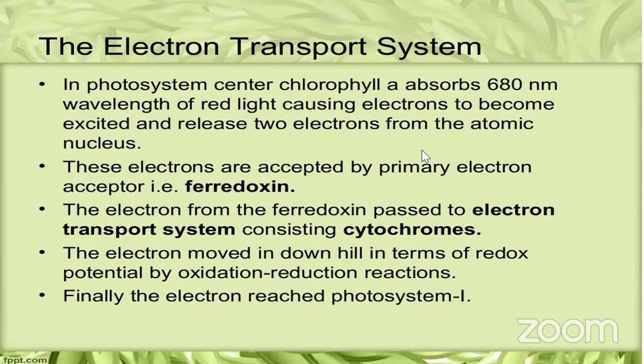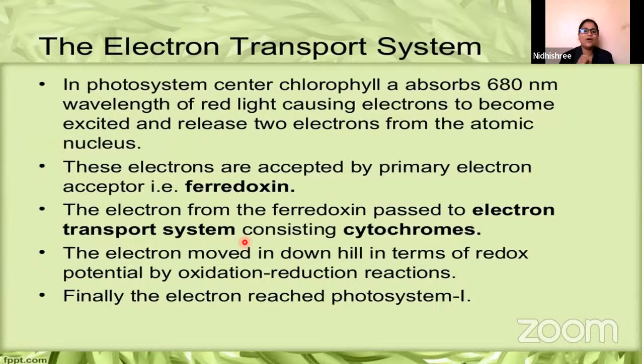In photosystem center, chlorophyll A absorbs 680 nanometer wavelength of red light, causing electrons to become excited and release two electrons from the atomic nucleus. These electrons are accepted by the primary electron acceptor, that is ferredoxin. The electron from the ferredoxin passes to the electron transport system consisting of cytochromes. The electron moves downhill in terms of redox potential by oxidation reduction reactions. Finally, the electron reaches photosystem I.